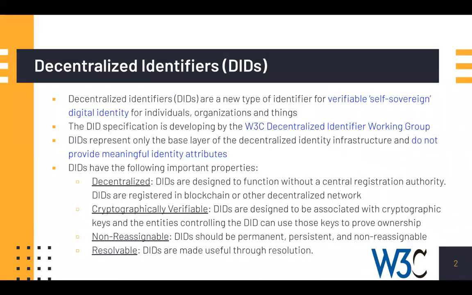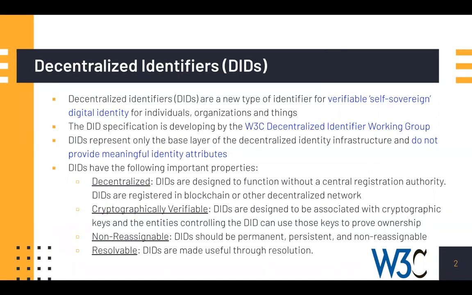What is a decentralized identifier? Actually, it's a new type of identifier for verifiable self-sovereign digital identities, which can be used for individuals, organizations, and the Internet of Things. This specification is currently actively being developed by the W3C Decentralized Identifier Working Group. DIDs, or decentralized identifiers, represent only the base layer of the decentralized identity infrastructure and do not actually provide meaningful identity attributes.